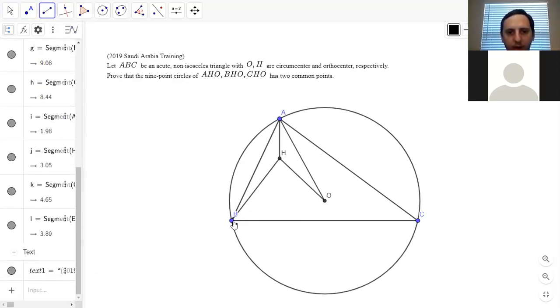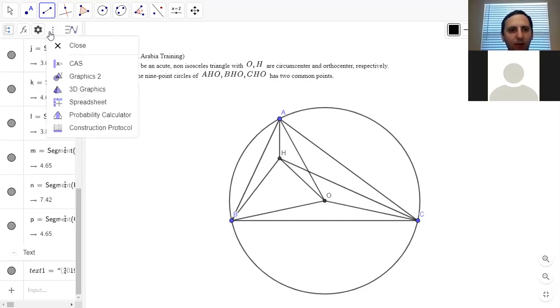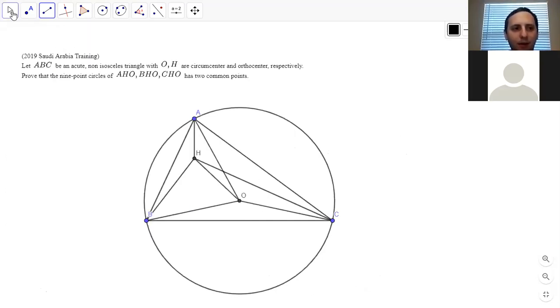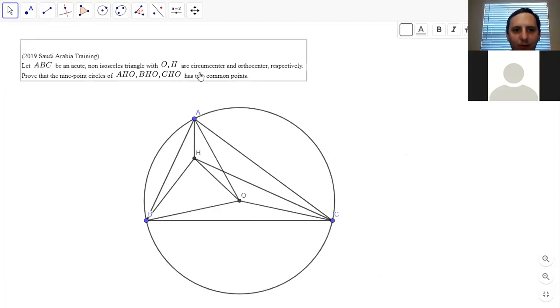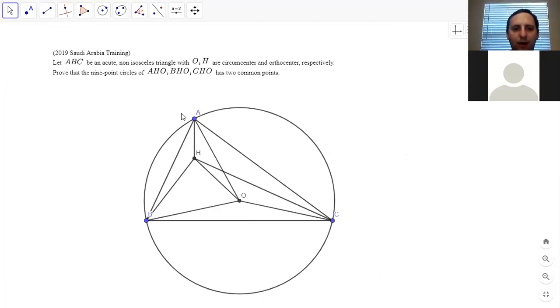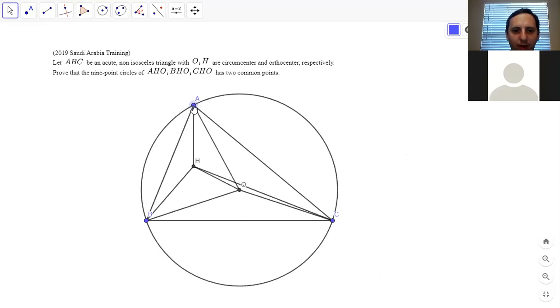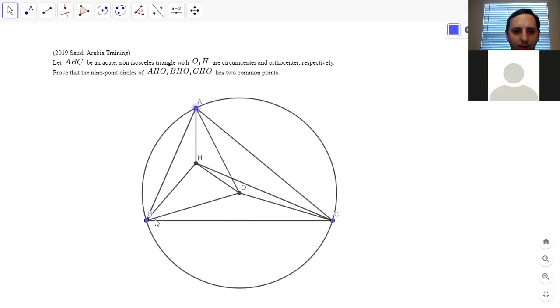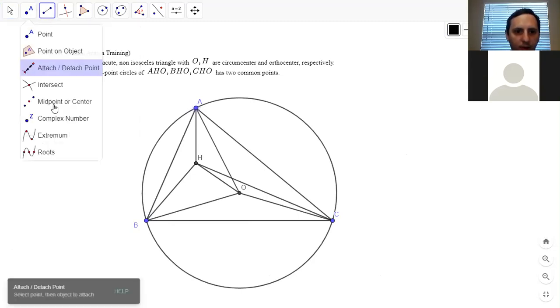So we know that they have 1 common point, right? Because they all pass through the midpoint of OH, but we have to show that they have another common point. So these problems are really hard. Problems that ask you to show 3 circles are coaxial, I haven't found a general way to solve them. So let's see what we can do with this problem.